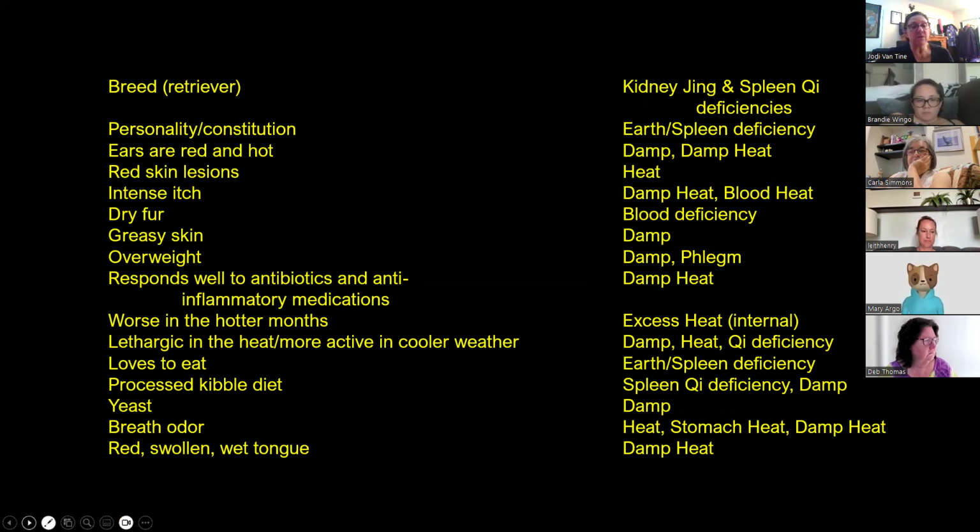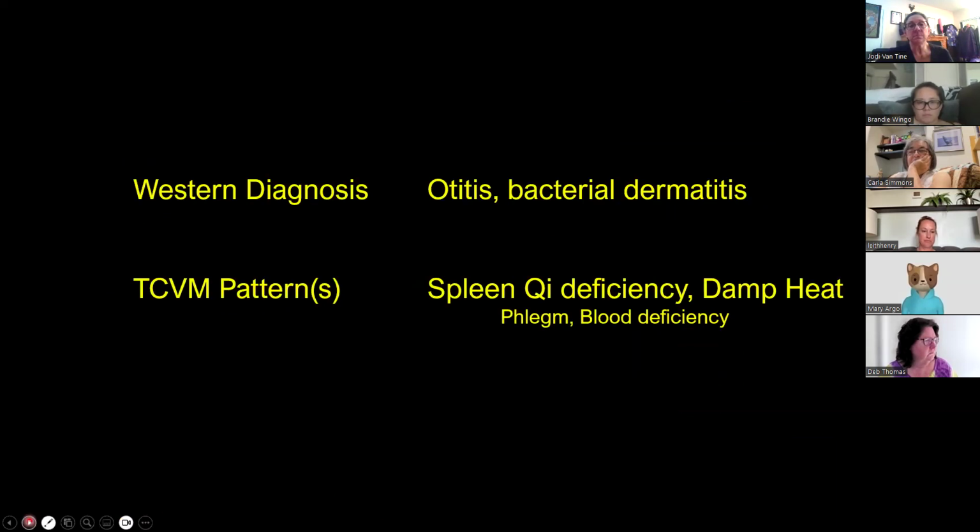So when we go on to make our final list, the Western diagnosis is otitis, which is ear infections, and bacterial dermatitis, again, itis, damp heat. The TCVM pattern that we are going to assign is spleen qi deficiency and damp heat. So commonly, you're going to see combinations of excess and deficiency with time. I also think that 2 additional patterns are blood deficiency and the excess of phlegm.